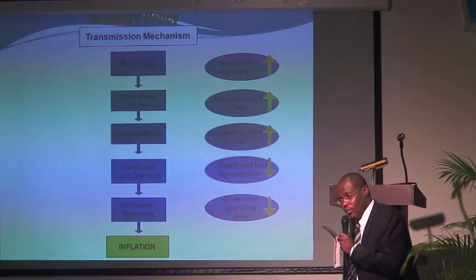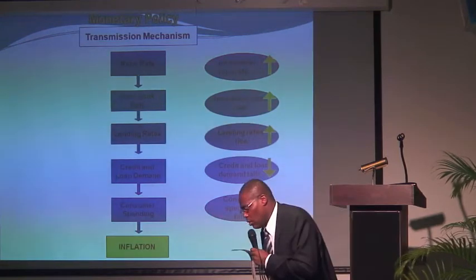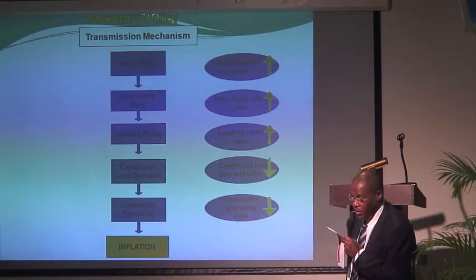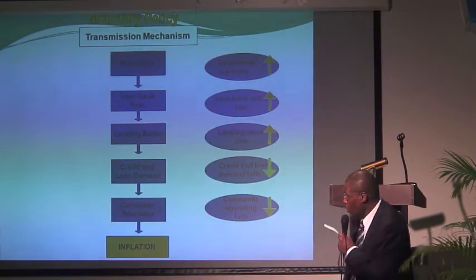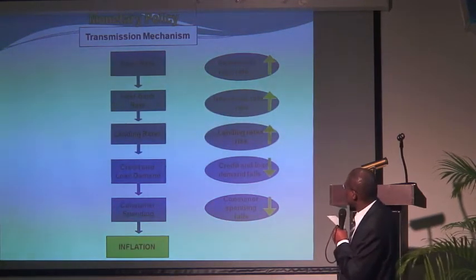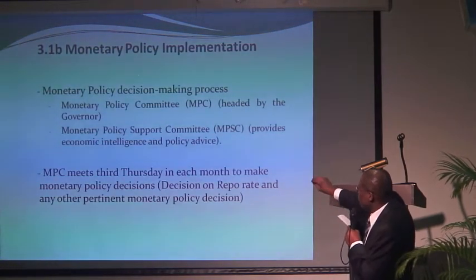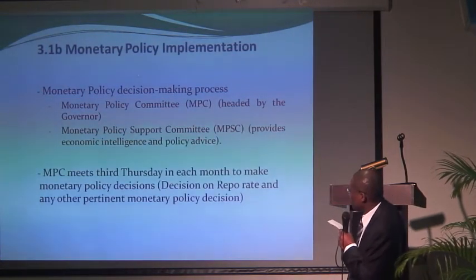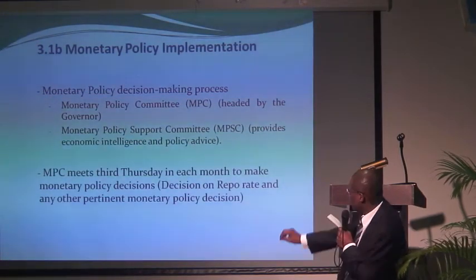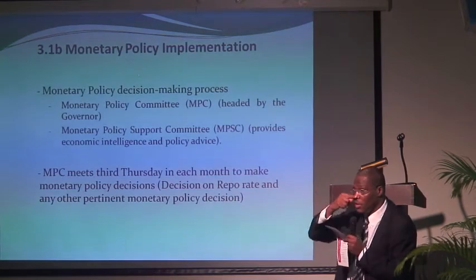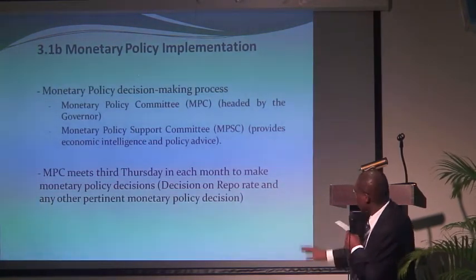If inflation is relatively low and the economy is not growing as fast as we want, we can lower the repo rate to encourage people to borrow additional sums of money. And the decisions on these are taken by particular committees: the Monetary Policy Committee, which is chaired by the governor, and another committee which I chair, called the Policy Support Committee, which prepares all the recommendations.